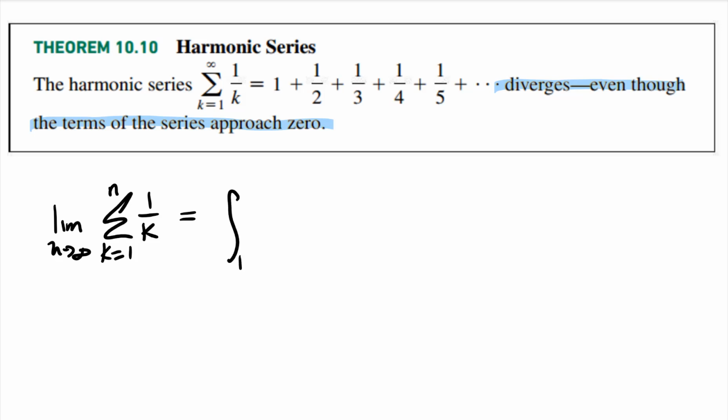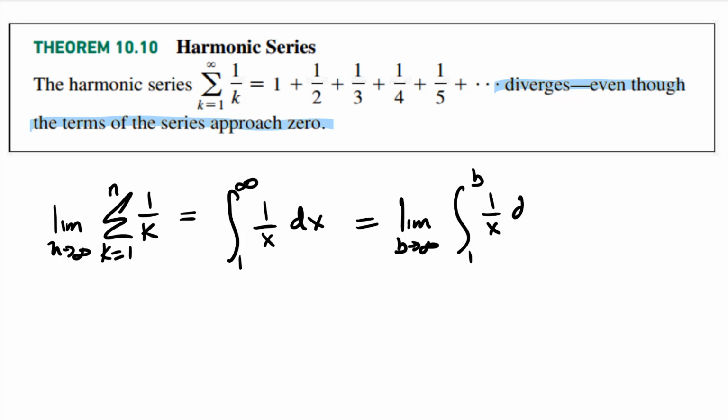Isn't that the integral from 1 to infinity of 1 over x dx? Isn't that the same thing? That's the definition of an integral. Oh, and I'm jumping steps, I've got to write it all proper. So we write the limit as b goes to infinity of the integral from 1 to b of 1 over x dx. And then isn't this going to be ln of b minus ln of 1, with the limit as b goes to infinity?